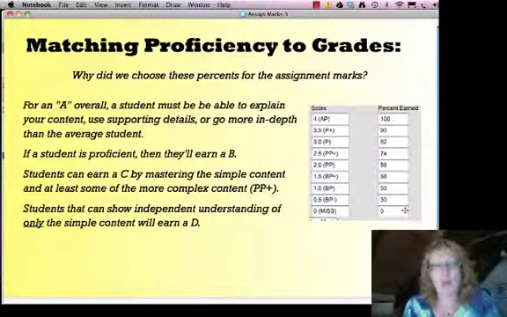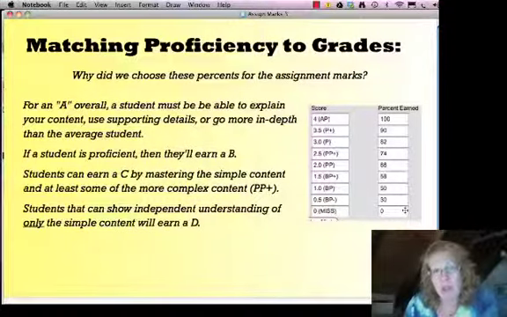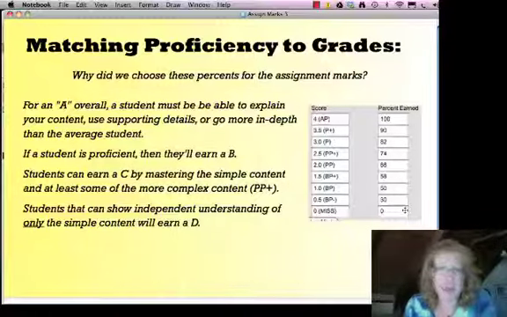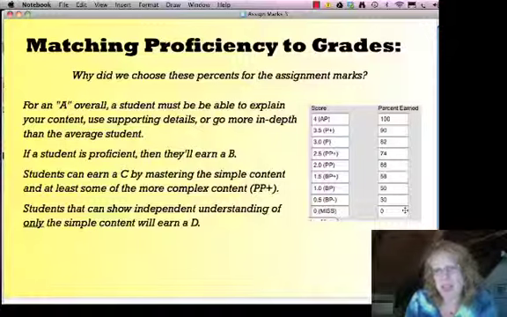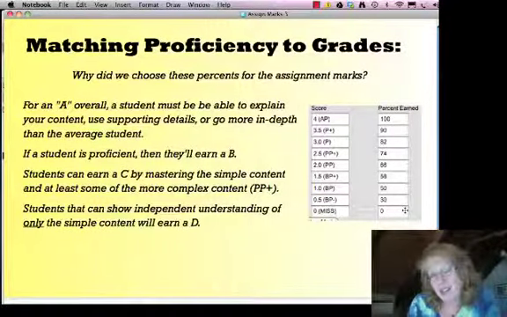But when I looked at the numbers overall, I started with the philosophy that if a kid was proficient, they should probably earn a B. To me, that's like the minimum, yeah, you got it. It's not a high B, it's an 82, but yeah, you got it.